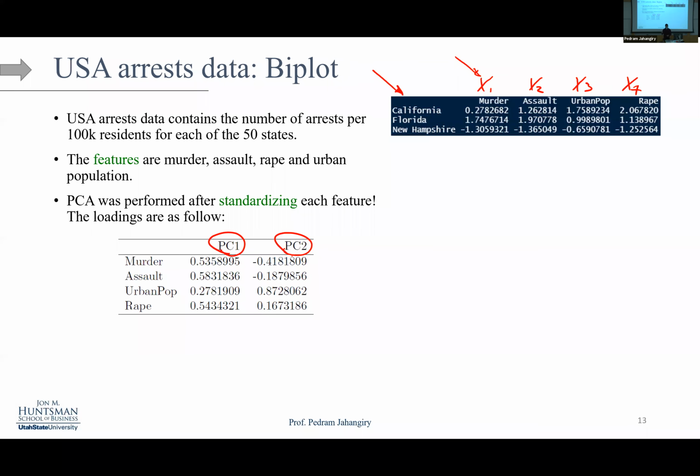Look at that. We want to go from 4 dimensions to 2 dimensions, and these are the loadings of each X. So this is my X1, X2, X3, and X4. These are little phi's: phi 1,1, phi 1,2, phi 1,3, and so on. So these are the loadings.